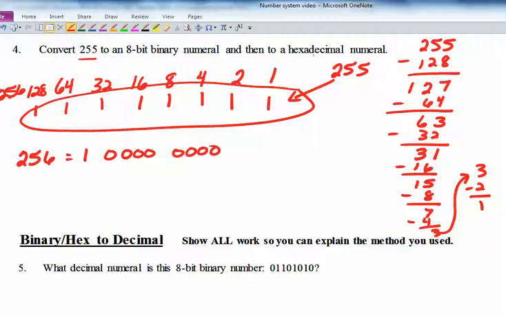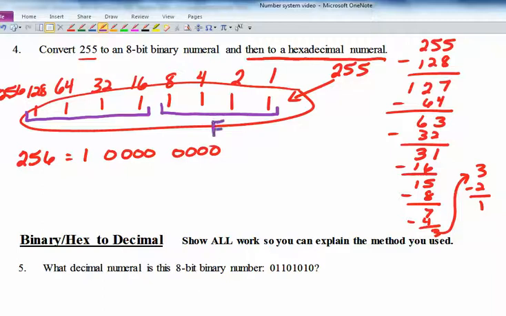Okay, we had one more step to go in our directions. It said, then can we change this to a hexadecimal numeral? Well, in a hexadecimal numeral, the shortcut here is that each group of 4 binary digits becomes 1 digit in hexadecimal. So each of these becomes the maximum value. So 8 plus 4 is 12, plus 2 is 14, plus 1 is 15.